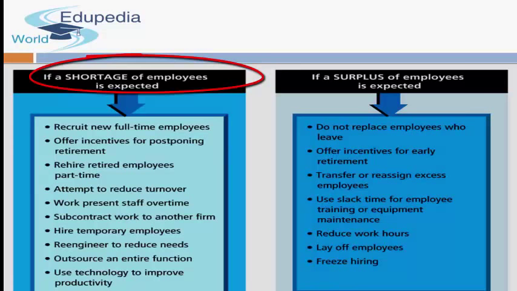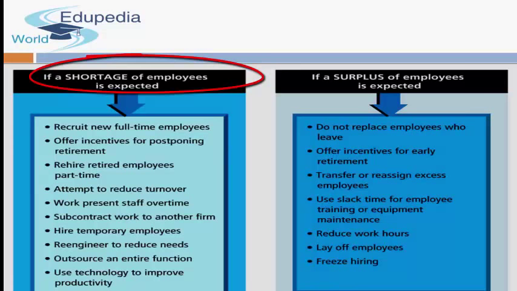Turnover is the number of employees leaving the organization in a particular period of time. So, of course, the organization ensures that the turnover rate reduces and the retention rate increases. Work present staff overtime, that whatever staff is present in the organization, the HR head and the HR team can ask these people to work overtime and extra incentives can be given to them.